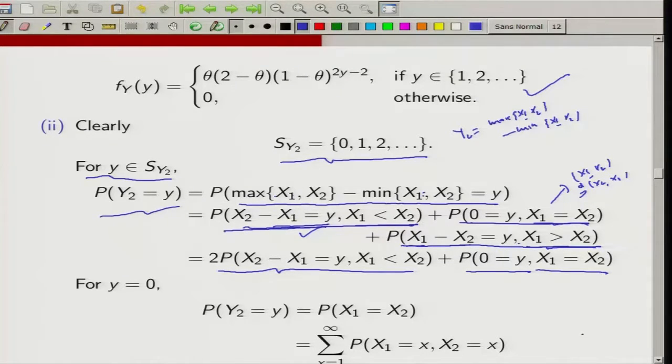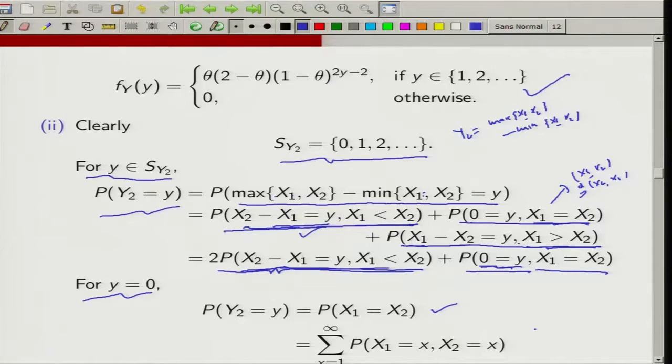Now, 0 is equal to y either happens or it does not happen. So, that is why I consider a case first when y is equal to 0, in which case this is a sure event. So, probability y2 is equal to y, in this case, what would be this? Probability, this says x2 minus x1 is 0 and x1 less than x2. That cannot happen. So, this probability would be 0, because x2 is equal to x1 and x1 less than x2 cannot happen simultaneously. So, this probability is 0 and this always happens. So, this is same as probability x1 is equal to x2.